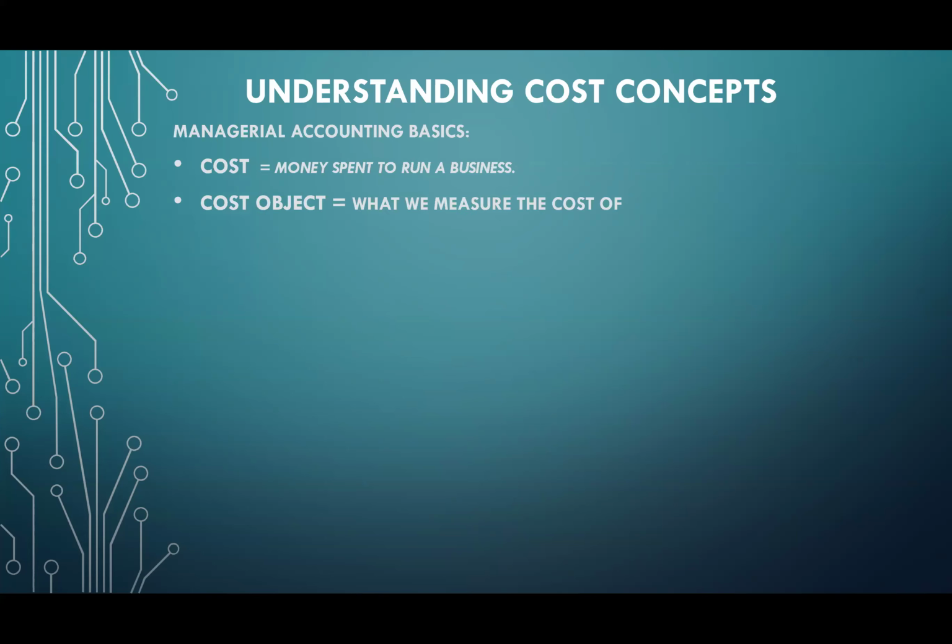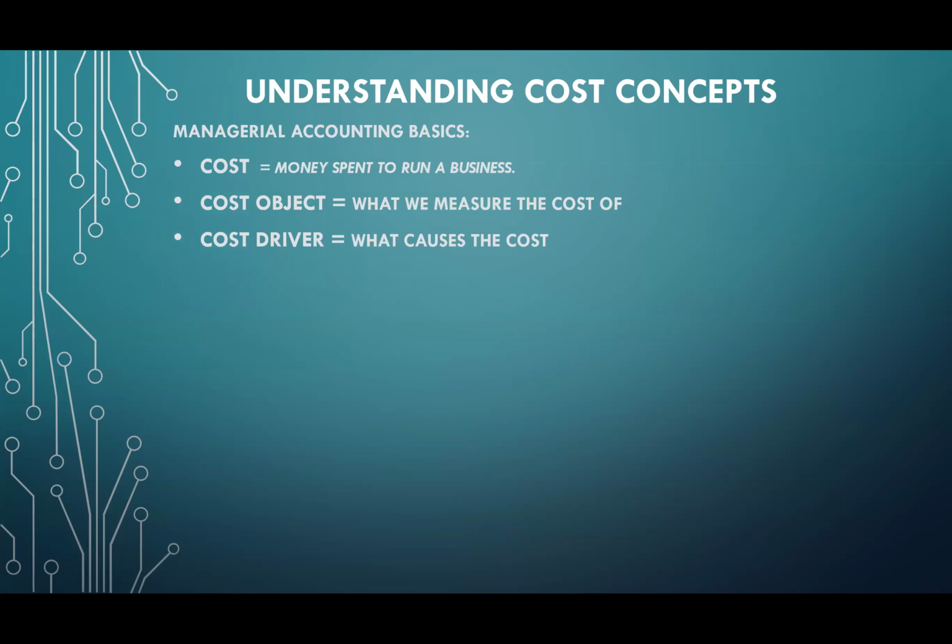The next item we'll talk about is a cost object. Anything whose cost you are trying to measure, okay, is a cost object. So if I want to say what is the cost of making one pepperoni pizza in a pizza store, then pepperoni pizza is my cost object. All right.